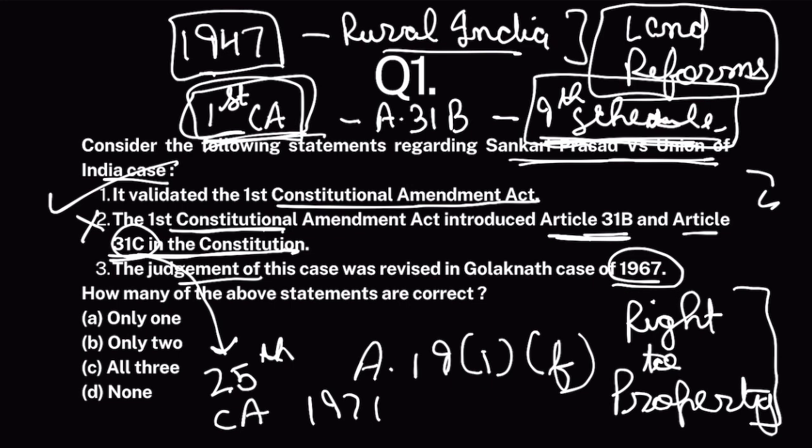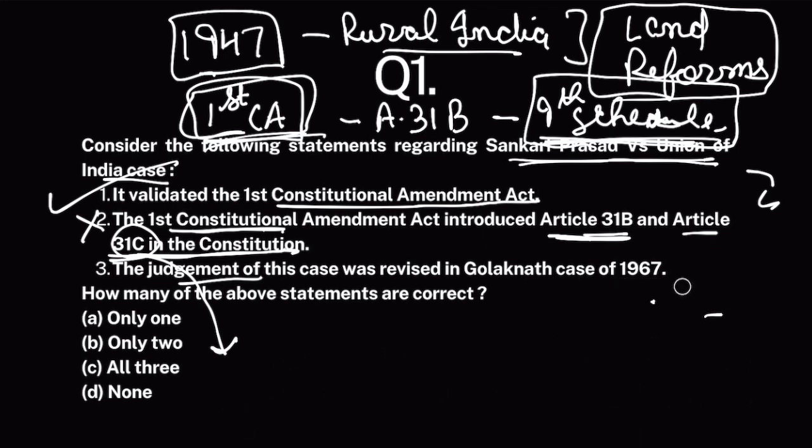The judgment of this case was revised in Golaknath case. Yes. So what happened was that this judgment, Shankari Prasad versus Union of India, said that Parliament has the power to amend anything in the Constitution. But this point was raised again in 1967 in Golaknath case. In that, the Supreme Court revised its earlier judgment of Shankari Prasad and said that Parliament has the power to amend anything in the Constitution except fundamental rights.